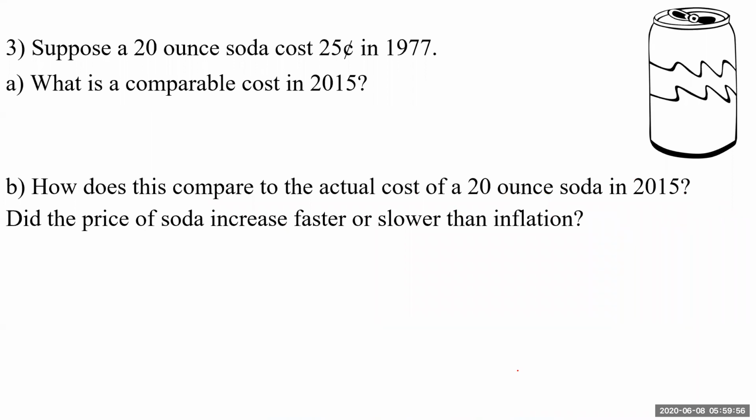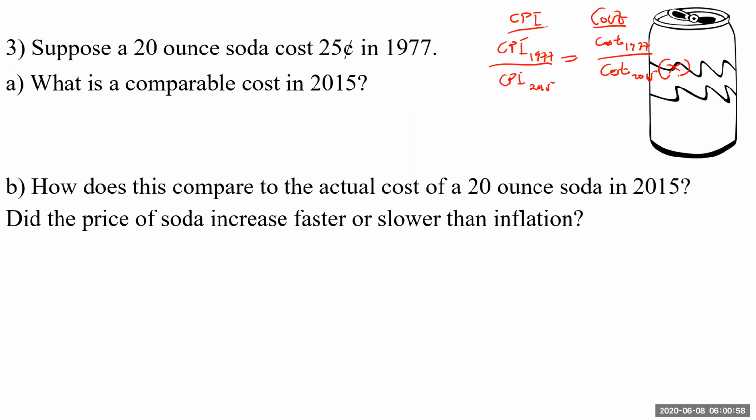All right, so suppose a 20-ounce soda cost 25 cents in 1977. What would a comparable cost in 2015 be? Again, we have CPI, and then we have the cost of soda. So what you do is you have CPI for 1977, and then the cost of the soda. I'll do cost 1977, and I'll do CPI 2015, and then cost 2015. If I do this, it helps me to know where to place what. Now that I have the setup, what do I want? We want the cost in 2015. We don't know that, so I'll say that is my X.